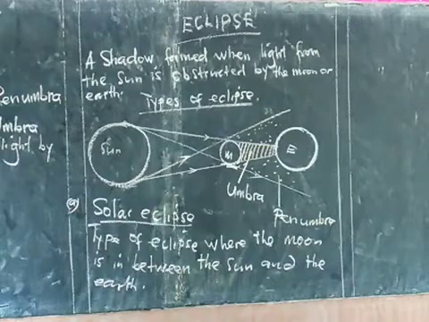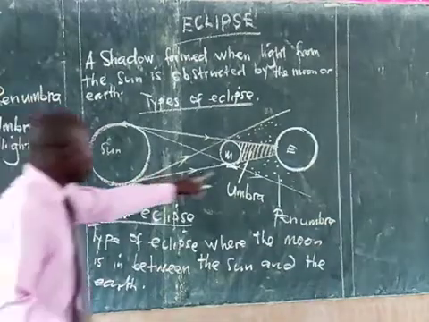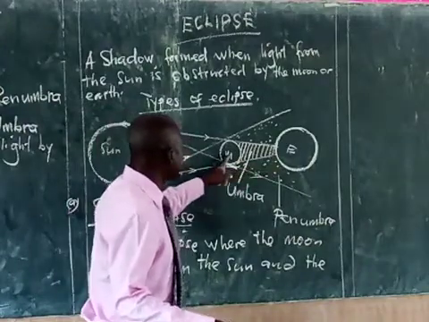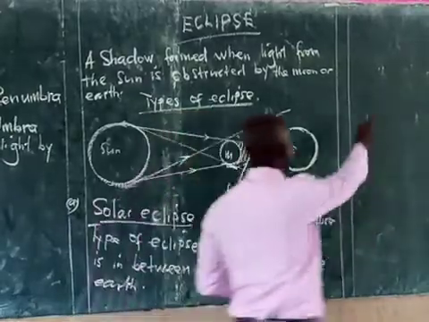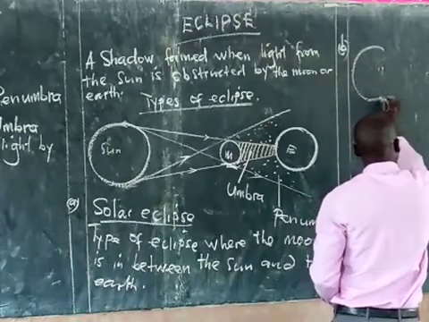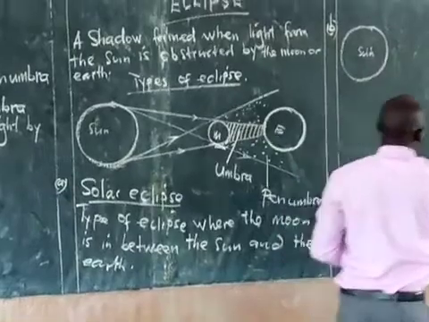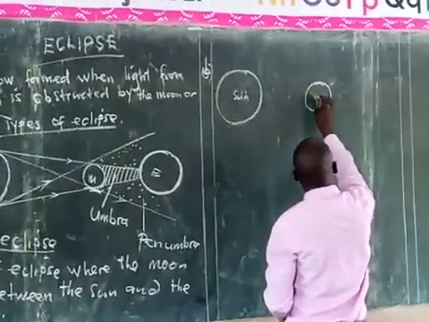We shall have to look at another type of eclipse. What about when this earth comes here and the moon goes the other side? Let's come here and look at that. You remember the sun is constant, it doesn't move. This is now our sun. Let's have this time the earth here. This is the earth.